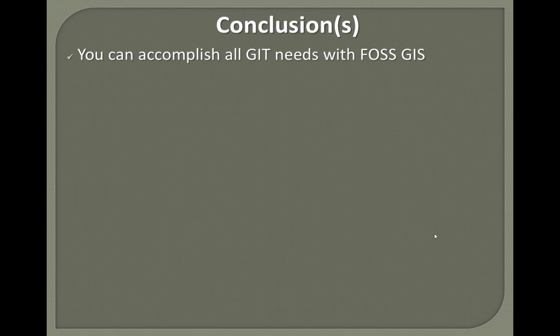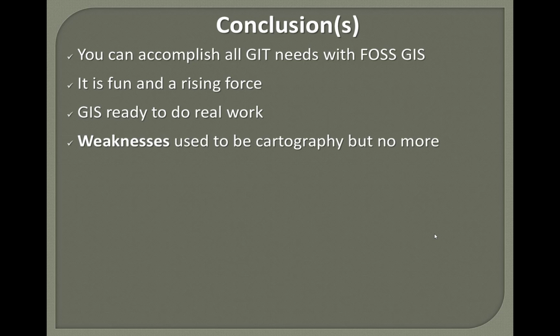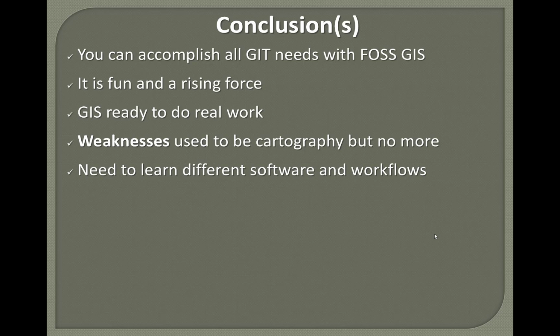So in conclusion, you can accomplish pretty much all your GIS needs with open source GIS. It's fun, it's a great community of people, and I really think it's a rising force. It's GIS ready to do real work on any size data. The weakness, I would say, 5 years ago used to be cartography, especially if I'm talking about QGIS. I think now QGIS has flipped that around to the point where cartography is one of its major strengths. And we're going to do a data visualization lab, and you'll see some of the really crazy powerful things you can do in QGIS. You do need to learn different software and workflows, so that's where this course comes in.